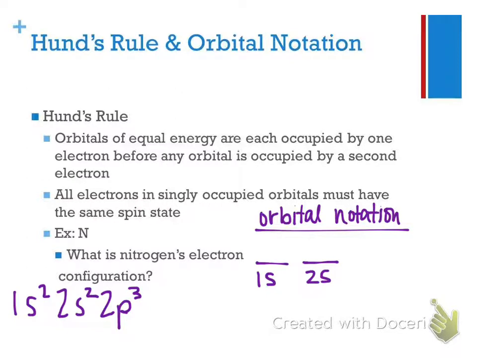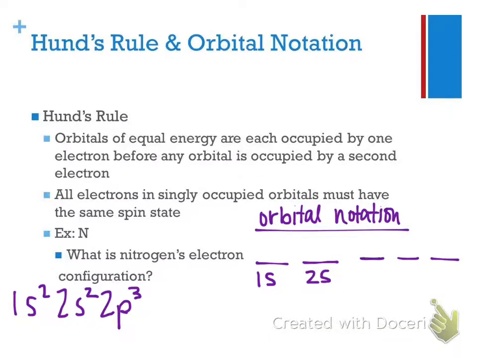What's the last kind of orbital that we have? 2p. So can I draw it like this? Or should I draw it like this? What's the difference between those things? Do you know what the difference is? How many electrons can each orbital hold?